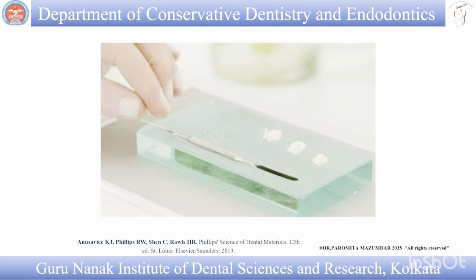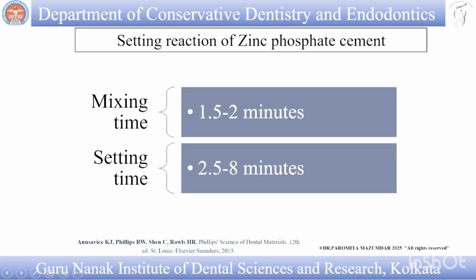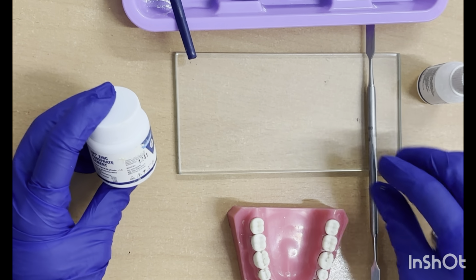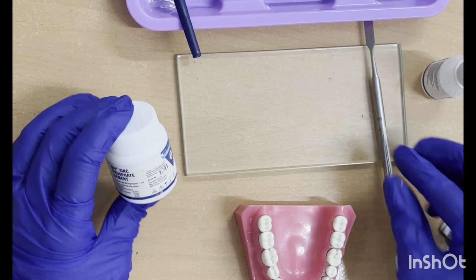A frozen slab technique, less than 5 degrees Celsius, has also been recommended, whereby 40 to 50% more powder can be incorporated in a given liquid. The working time increases by 2 to 3 times and results in 20 to 40% reduction in the demonstration of placement of the zinc phosphate cement base.